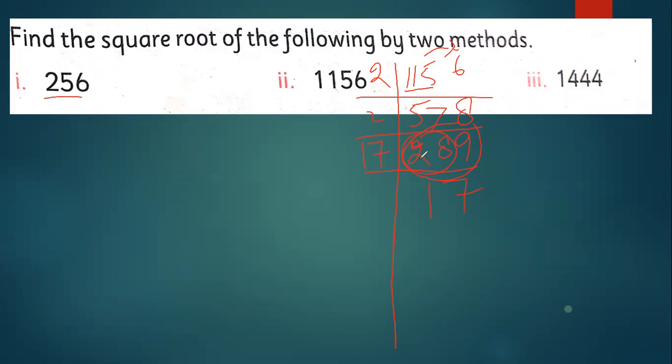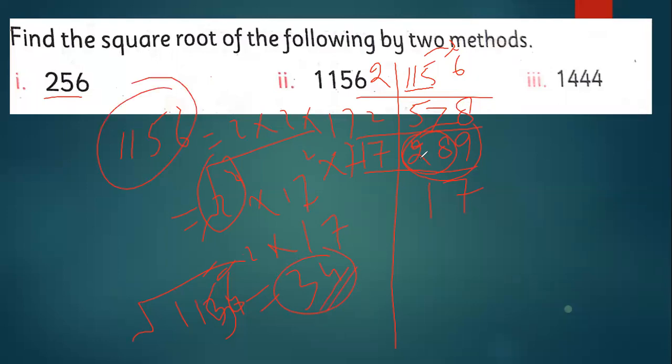So 17 17s are 289. So you got that 1156 is equal to 2 into 2 into 17 into 17. So this will be 2 square and 17 square. Just taking the square root over it, this will give you 2 times 17, that is 34. So 34 is the square root of 1156. So when we multiply 34 and 34, we will get again 1156.